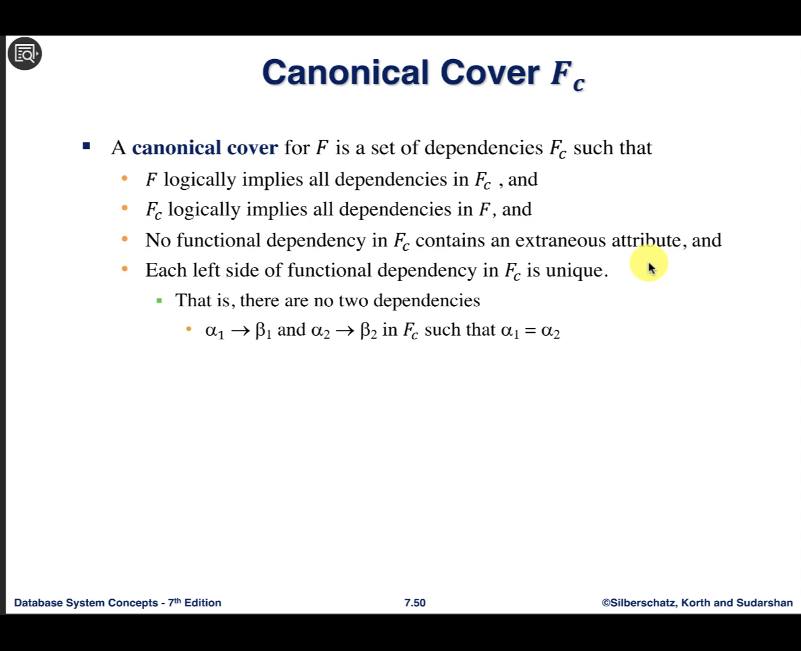Okay, now we know the extraneous. So how can you use this to compute the canonical cover with the simplified set of function dependencies? Instead of F, I'm going to use Fc, the canonical cover with the simplified set of function dependencies, which can be used to efficiently decide whether an action performed by the user is accepted or not, whether it can proceed or not.